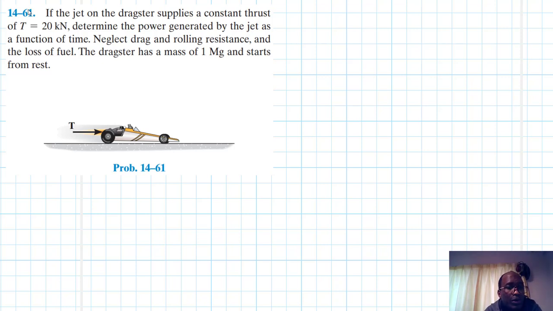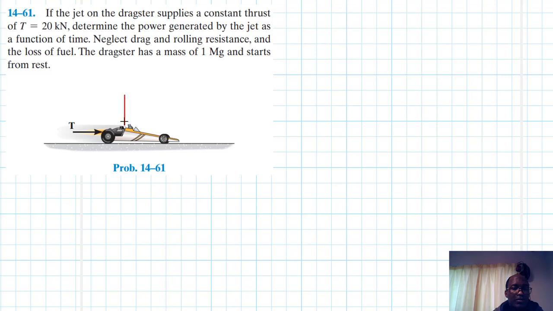Hello, the problem reads: if the jet on the dragster supplies a constant thrust of 20 kilonewtons, determine the power generated by the jet as a function of time. Neglect drag and rolling resistance and the loss of fuel. The dragster has a mass of 1 megagram and starts from rest. This problem is coming from Engineering Mechanics: Dynamics, 14th edition by R.C. Hibbeler.